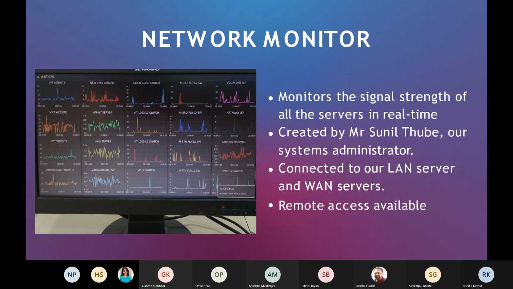This was created by our systems administrator, Mr. Sunil Tube. The graphs shown are of speed versus time, which shows at what time the signals have spiked. It also notifies if any of the servers go down. If there occurs any problem, it can be accessed from a mobile phone. It also shows the temperature of the server room, whether it's low or high.